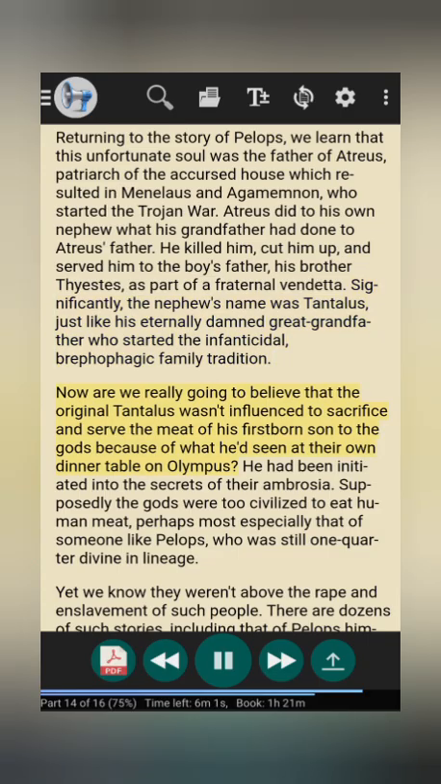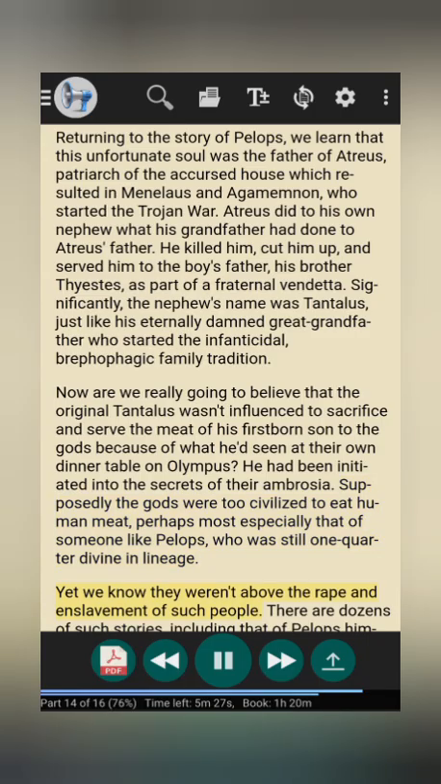Now, are we really going to believe that the original Tantalus wasn't influenced to sacrifice and serve the meat of his firstborn son to the gods because of what he'd seen at their own dinner table on Olympus? He had been initiated into the secrets of their ambrosia. Supposedly, the gods were too civilized to eat human meat, perhaps most especially that of someone like Pelops, who was still 1/4 divine in lineage.